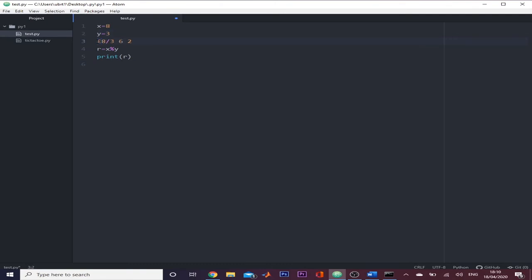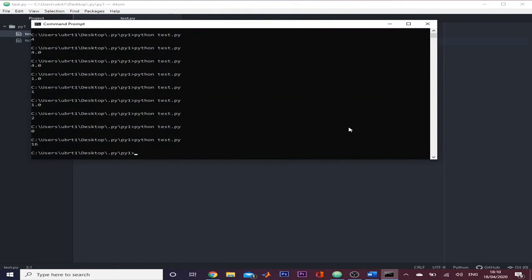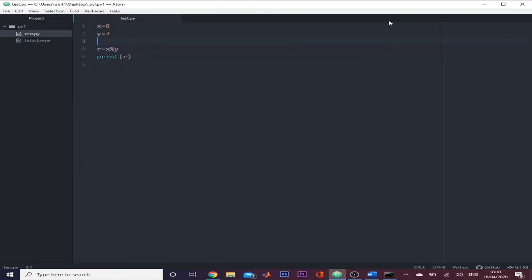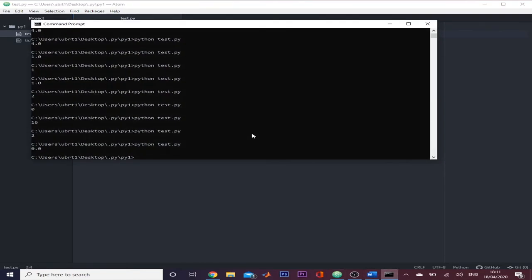I comment this out, and I will remove it. Now what the answer will be, it will be 2. It is not giving us the quotient, it is giving us the remainder. So it is a very useful operator. We can use it for finding even and odd. And the other point is that in mathematics we cannot divide a number by 0. So it is similar here. If we divide 3 by 0, we will get an error, a division by zero error.